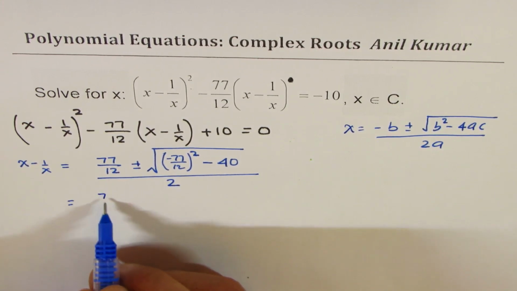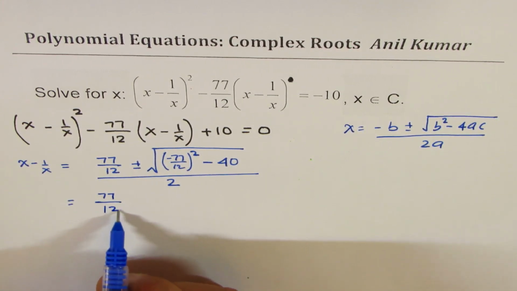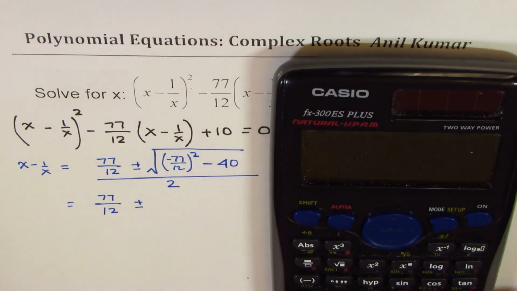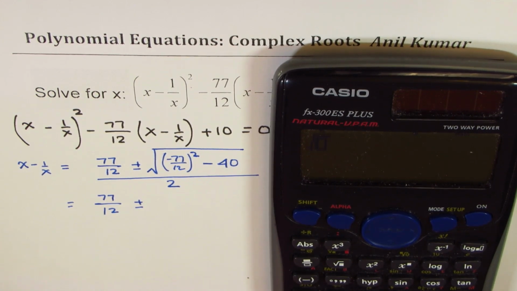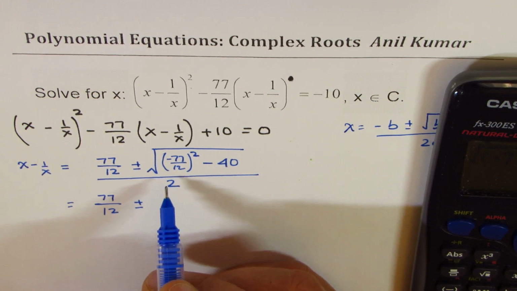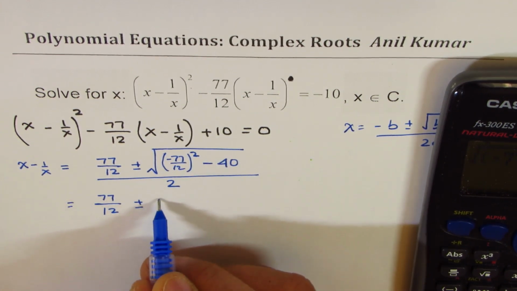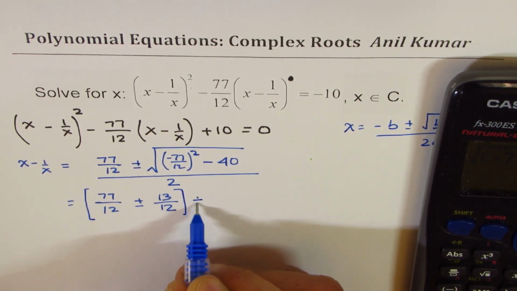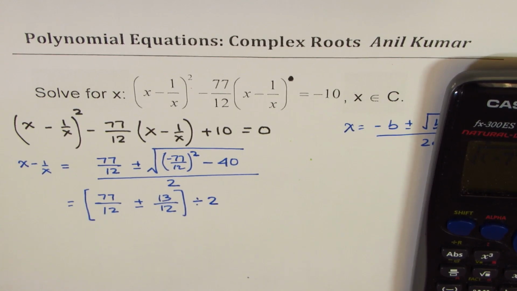So let's use our calculator to figure this out. We have 77 over 12 plus minus. We'll calculate this value, which is within square root bracket, minus 77 divided by 12, bracket close squared, minus 4, and this is equal to 13 over 12, right? So this square root thing is 13 over 12, so we get 13 over 12 and everything is divided by 2. That's what you get. Is it okay?